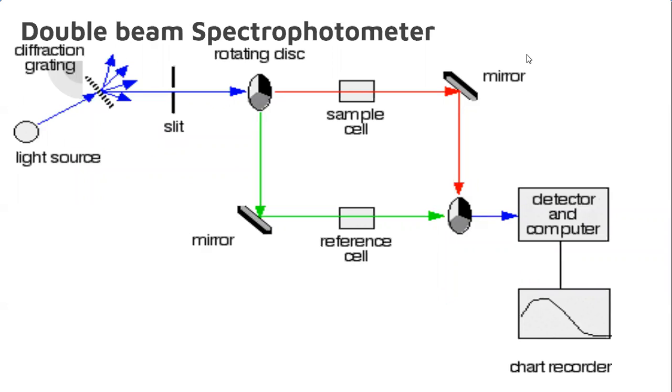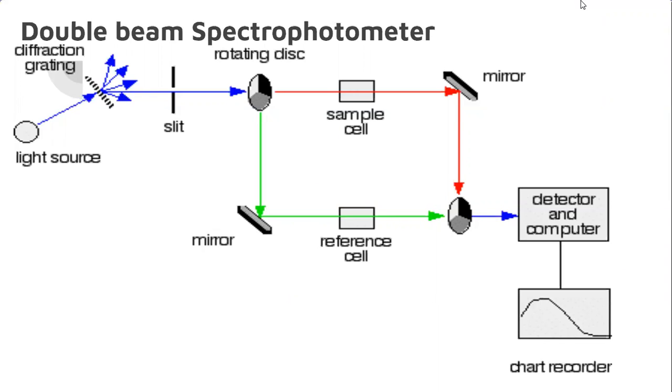Good morning, everyone. In this unit, so far we have discussed the basic principles of spectroscopy, then Beer-Lambert's law, after that colorimetry, and after that we have discussed the spectrophotometer. And in that spectrophotometer, so far we have discussed the single beam spectrophotometer. Now, today we are going to discuss the double beam spectrophotometer.